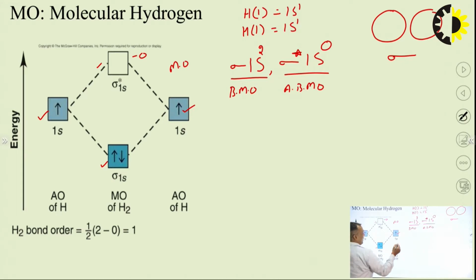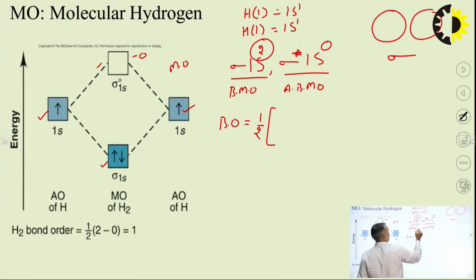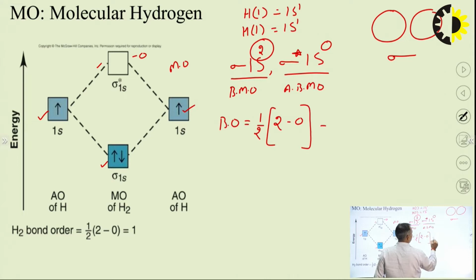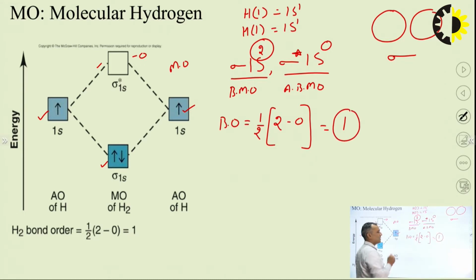Now if I want to calculate the bond order, what is the bond order? Bond order is half of the number of electrons in bonding minus the number of electrons in anti-bonding. The number of electrons in bonding molecular orbital is 2 and in anti-bonding is 0, so the value will become 1. So the bond order of this hydrogen molecule is 1.